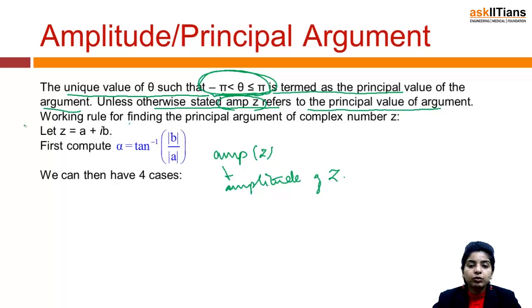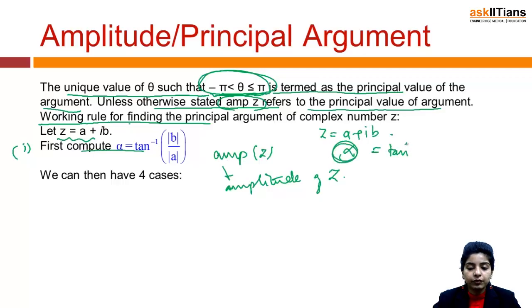Now what is the working rule to find out the principal argument or the amplitude of a complex number z? Suppose we have a complex number z equal to a plus ib, then first of all you will compute alpha, which is tan inverse of mod b by mod a. That means you are given a complex number a plus ib. First of all you will find out alpha, which is equal to tan inverse of modulus of imaginary part divided by modulus of real part. And then we can have 4 cases.